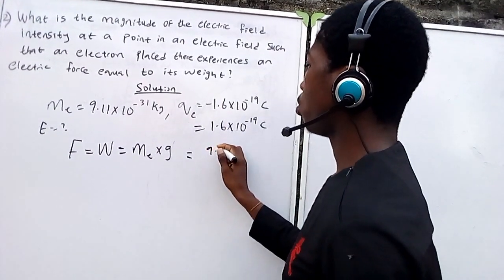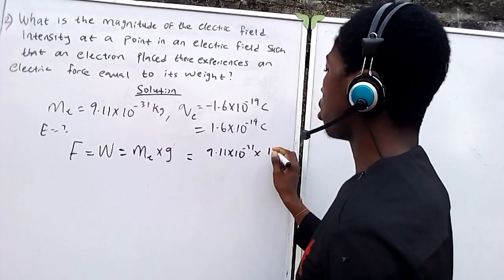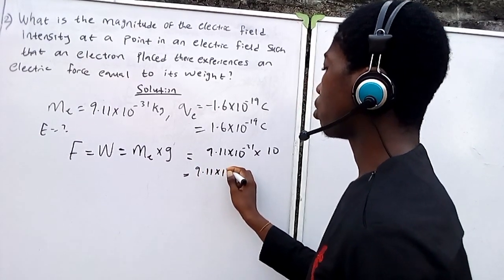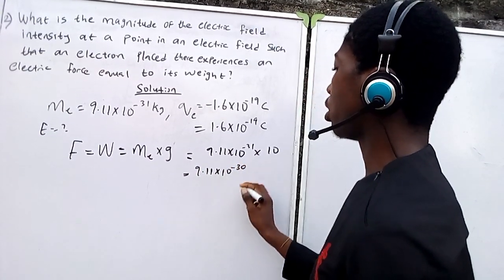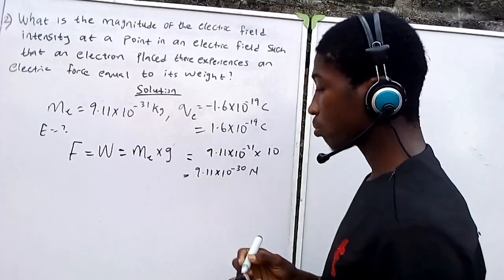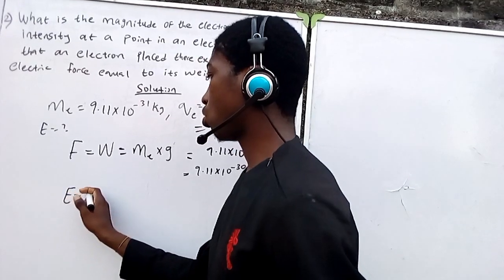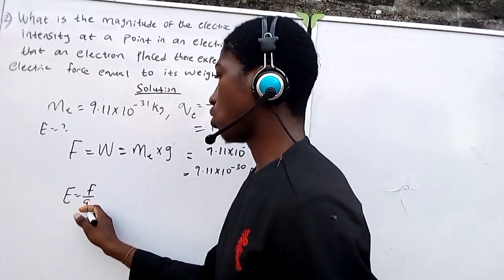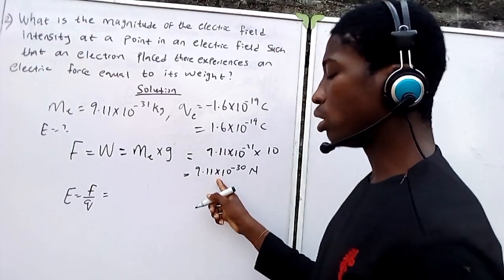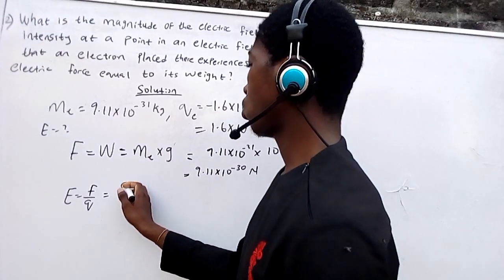That is 9.11 times 10 to the power negative 31 times 10, and that will be 9.11 times 10 to the power negative 30 Newton. Alright, and let's find the electric field. The electric field is equal to force over charge, right? The force is equal to the weight. This is the weight, and the force is equal to this weight. So this will be our force.